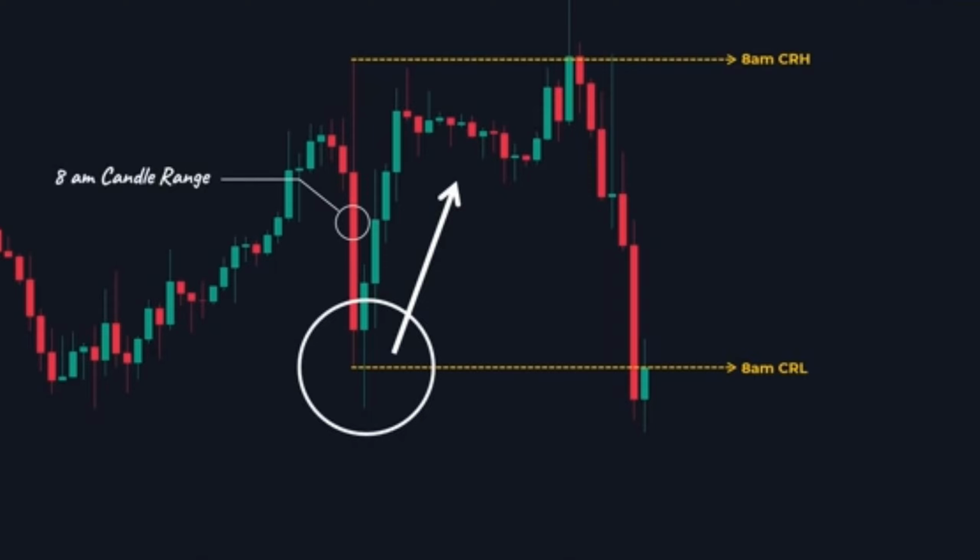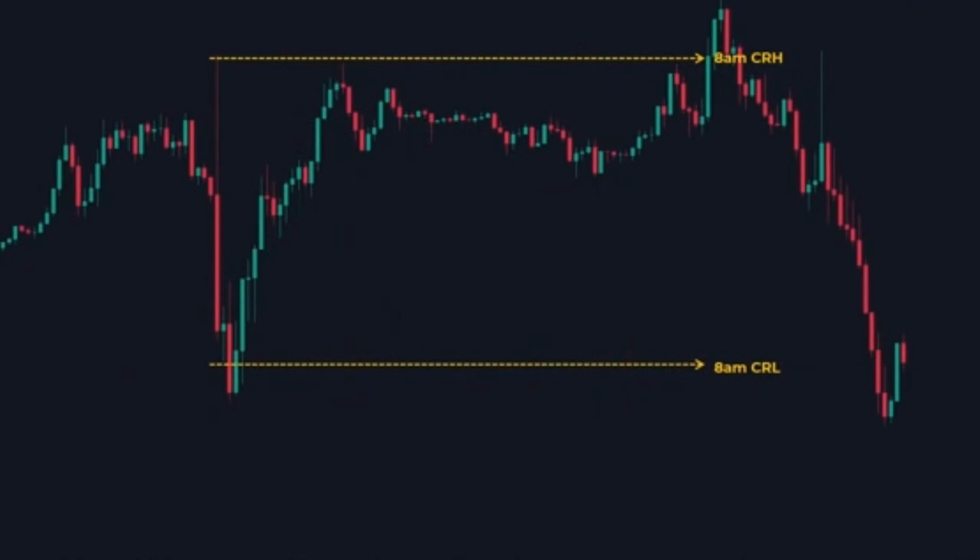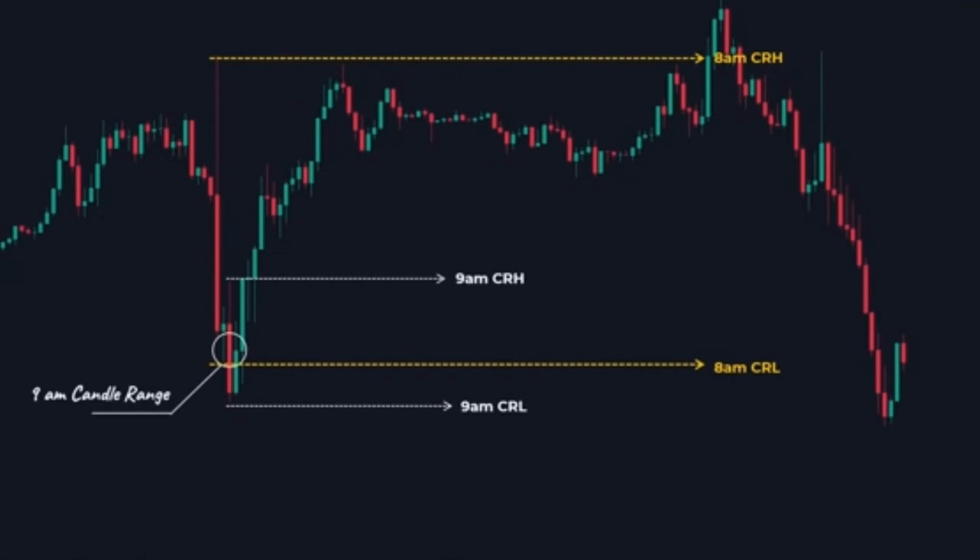Let's see, if we were behind the screen and monitoring the market, how could we enter the market with this CRT model? After identifying our range candle and drawing the high and the low of the range candle as the CRH and CRL, we need to zoom into the 15-minute time frame to gain a clearer view of price action, and also to monitor the candlestick better. In the next step, we should wait for the 9 a.m. and monitor the price action in this specific time.